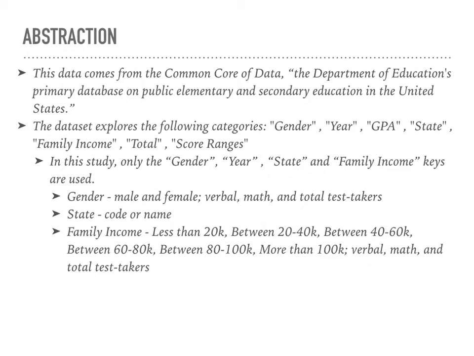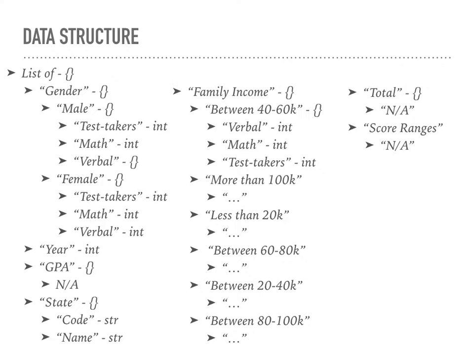And then family income is broken up into a few categories. The categories are less than 20,000, between 20 and 40,000, between 40 and 60, and so on. And then from each of those categories, it is broken down again. It's the same as the male and female categories. It's broken down into average verbal score, average math score, and the total test takers.